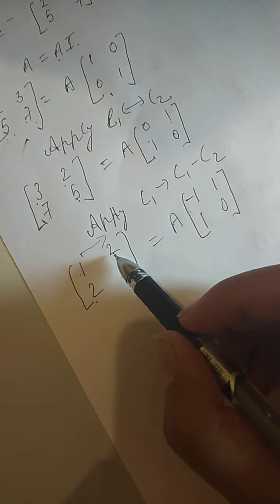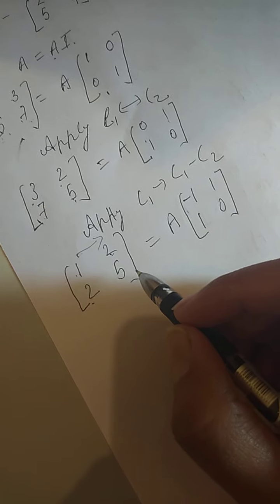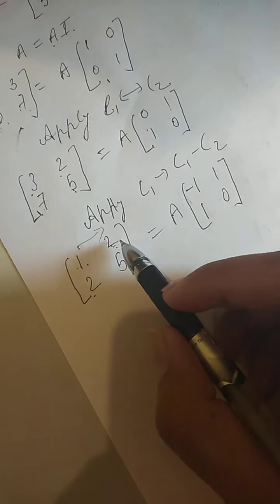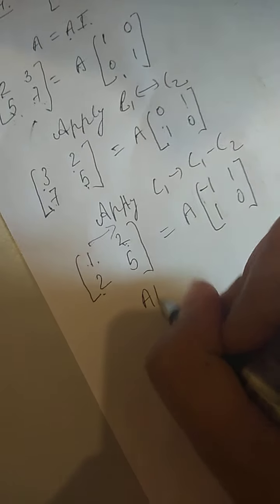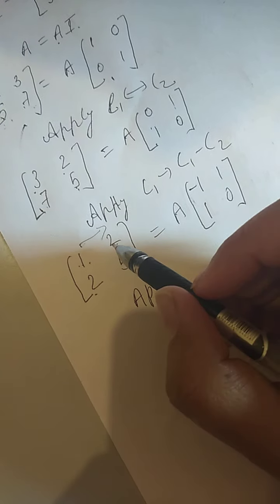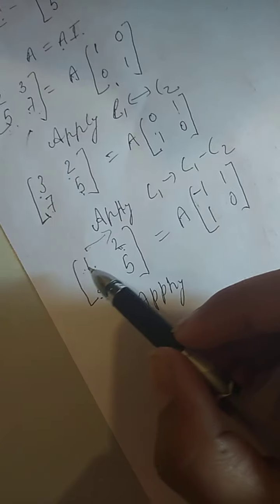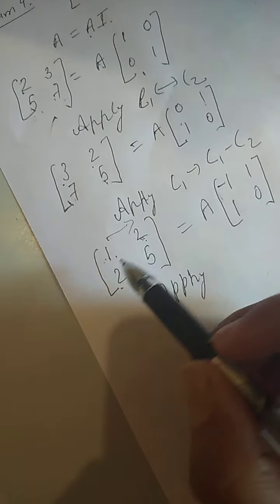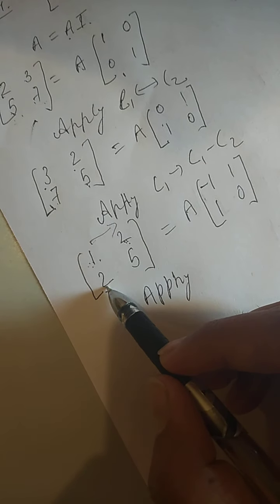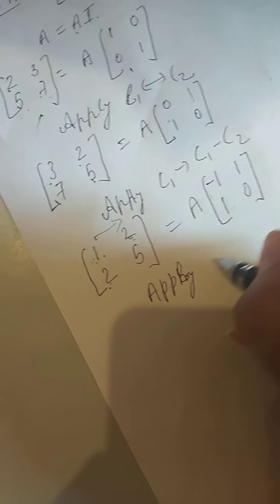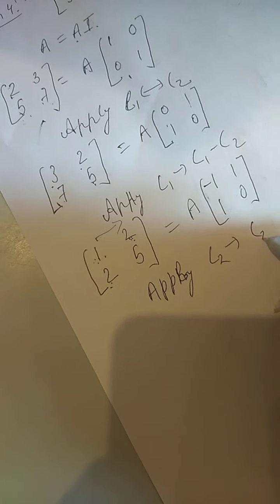How will we do this? If I do 2 minus 2, it will become 0. How will I get 2 minus 2? That means if I do C2 minus 2 times C1, it will become 0. The same thing as we did in the previous sum, there we did R2 minus 2 times R1, here we are doing C2 minus 2 times C1. See, once we make this element 1, I can use this one to make this element 0 in the column operations, and this one to make 0 here in the row operations. So we will apply in C2, C2 minus 2 times C1, right?